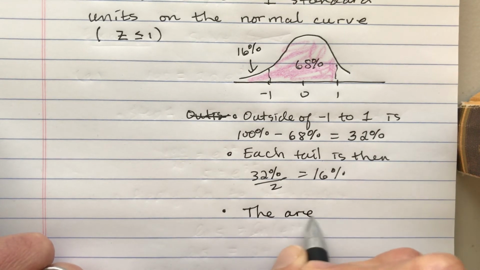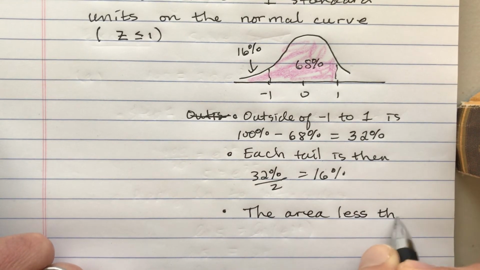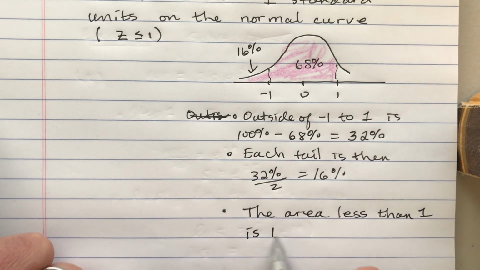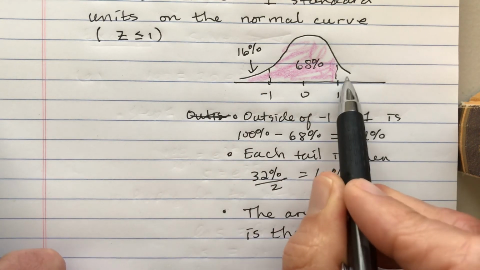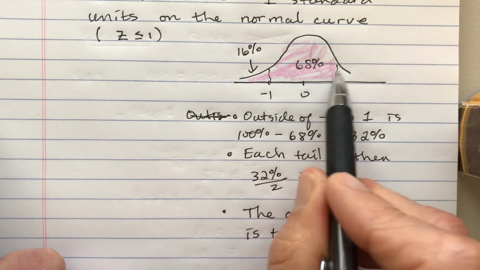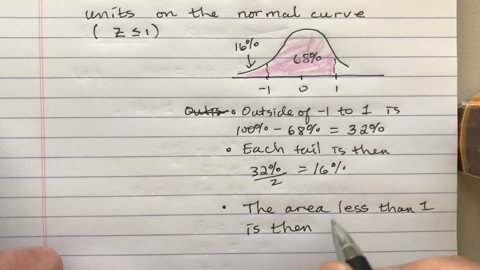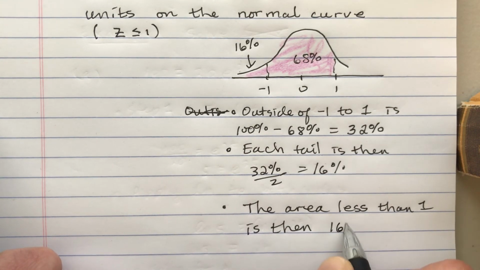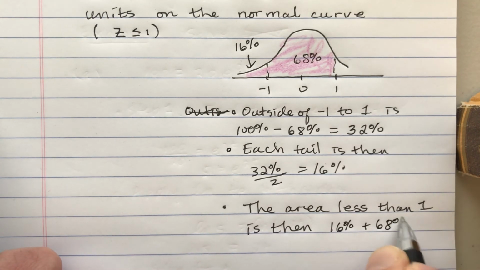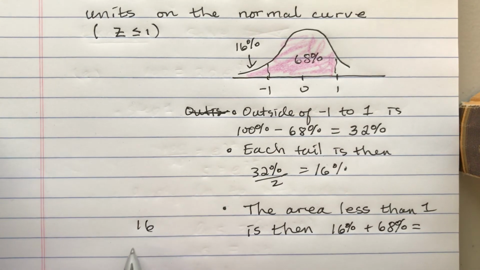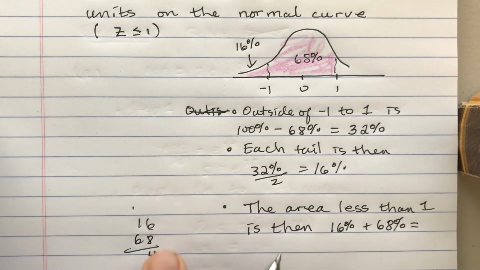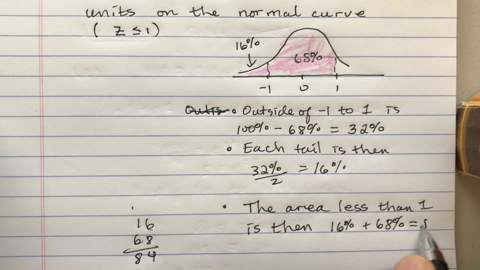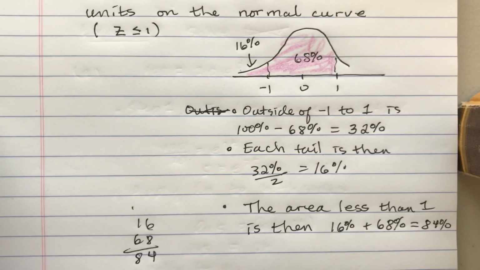The area less than 1 is then, well, it's this tail of 16%. By the way, by symmetry, this tail is also 16%. But I'm coloring in everything less than or equal to 1. So the area is then 16% plus 68%, which equals, well, maybe I'll break down and use a calculator or do this on a piece of paper. 6 plus 8 is 14, carry the 1. And apparently that's 84%. And that's the answer.